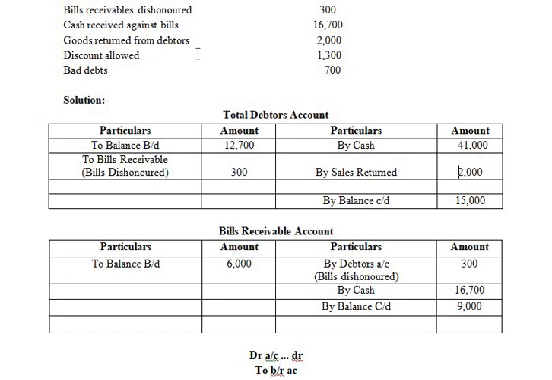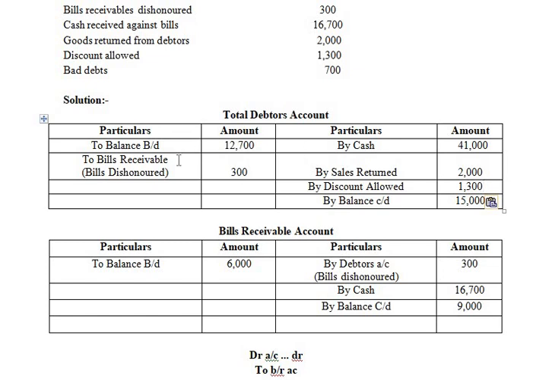Next entry, discount allowed, 1,300. Now where will this entry come? Discount allowed. Whom do you allow discount? To your debtors. So it comes to your debtors account by discount allowed. And what is the amount? The amount is 1,300.